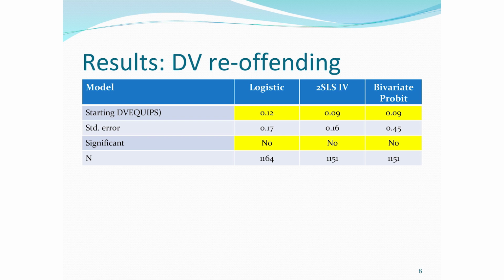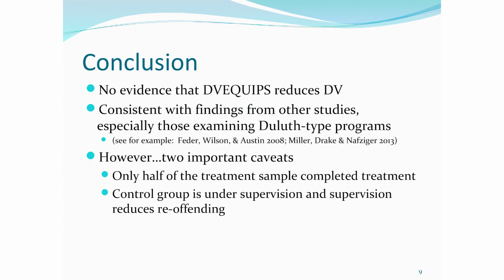The findings that we saw there were consistent with other studies, especially those that looked at the Duluth type programs. If you're interested in that, the Miller, Drake and Nafziger review is quite conclusive on that. But there is a Campbell Collaboration systematic review. And this is what I was mentioning earlier when I said there are very few studies which have found any significant effects for DV offending programs. But there are important caveats.